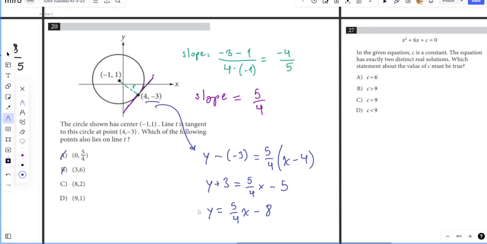5/4 times 8 for answer choice C would give us, actually let's try that one. y equals 5/4 times 8 minus 8. That's equal to 10 minus 8, which is equal to 2. So that xy pair of x equals 8, y equals 2 should match for answer choice C. That is the correct answer choice.